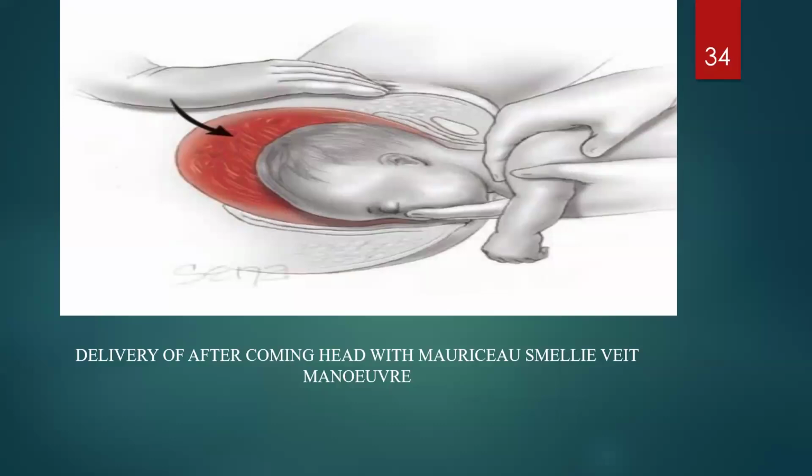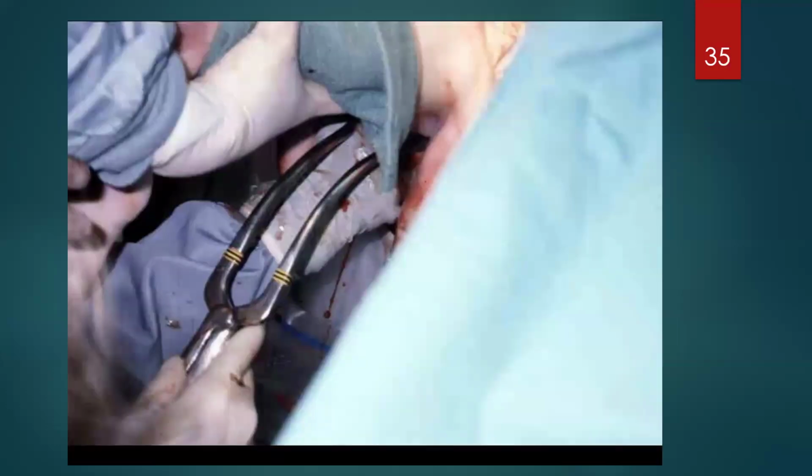So you do the Mauriceau smiling face maneuver. This time around, unlike we were taught previously, we don't put our fingers in the mouth of the baby because of the risk of infections being transmitted to the fetus. So you place both fingers on the maxilla, and then someone gives you suprapubic pressure to maintain the flexion of the neck, and then you do a downward traction until you see the nape of the neck. Then you lift the baby out of the pelvis, maintaining the suprapubic pressure so that you do not deflect the head. You could also use your Piper forceps to help to deliver the after coming head.